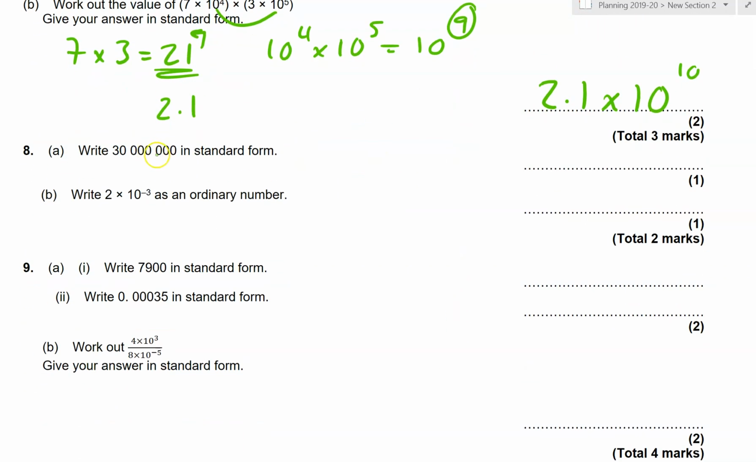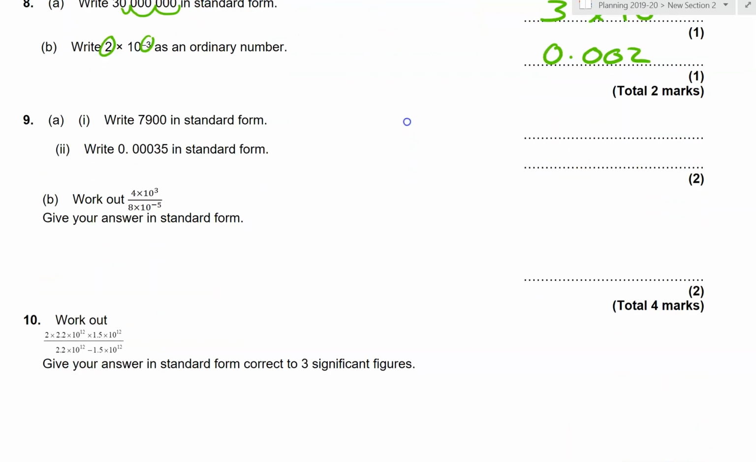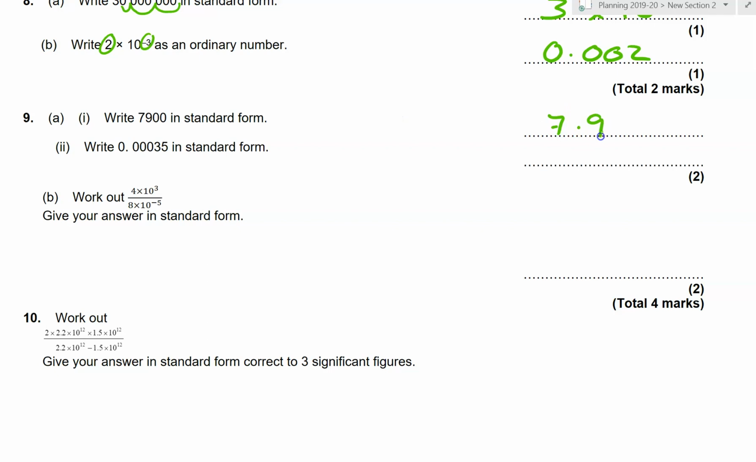Number 8. 3 is the decimal, and you've moved it 3, 6, 7 places. This means that the 2 goes in the 3rd decimal place. 7.9 is the decimal, and you've moved it 1, 2, 3 places. 3.5 is the decimal, and you've moved it 3, 4 places. But this time it's gone to the right, so it needs to be a negative.